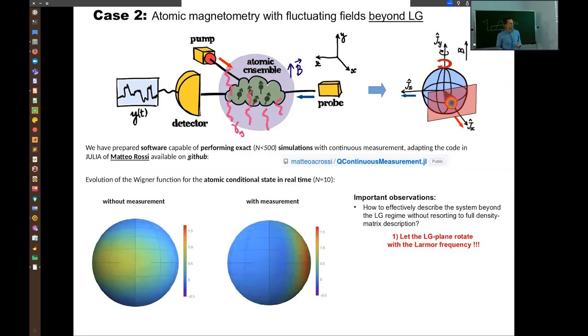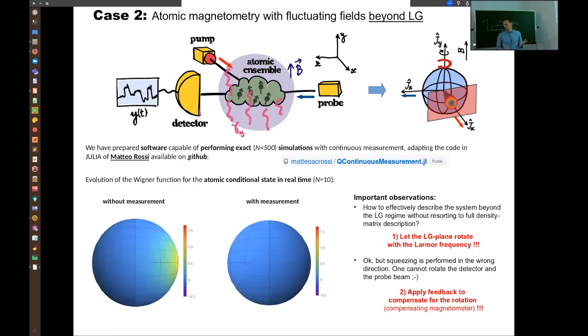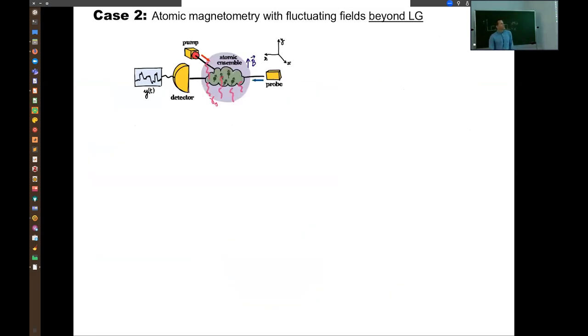That's what we do. Second of all, we cannot rotate the measurement, right? The experiment is fixed with the measurement. You cannot just rotate on a plate at the frequency of your magnetic field, the measurement. So we need to do the feedback. We need to apply a magnetic field that counterbalances the original. So these are the two quick observations.